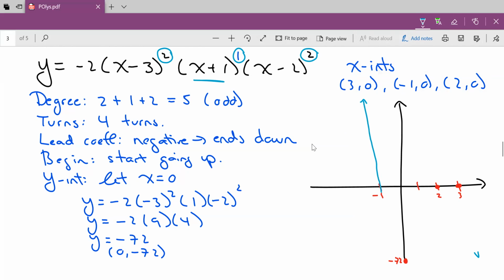Now it's going to come down. This graph has to turn around somewhere. Maybe it turns around at the y-intercept. Again, I don't really know, but it does have to turn around. That much I do know, because it has to come back up to the x-axis.